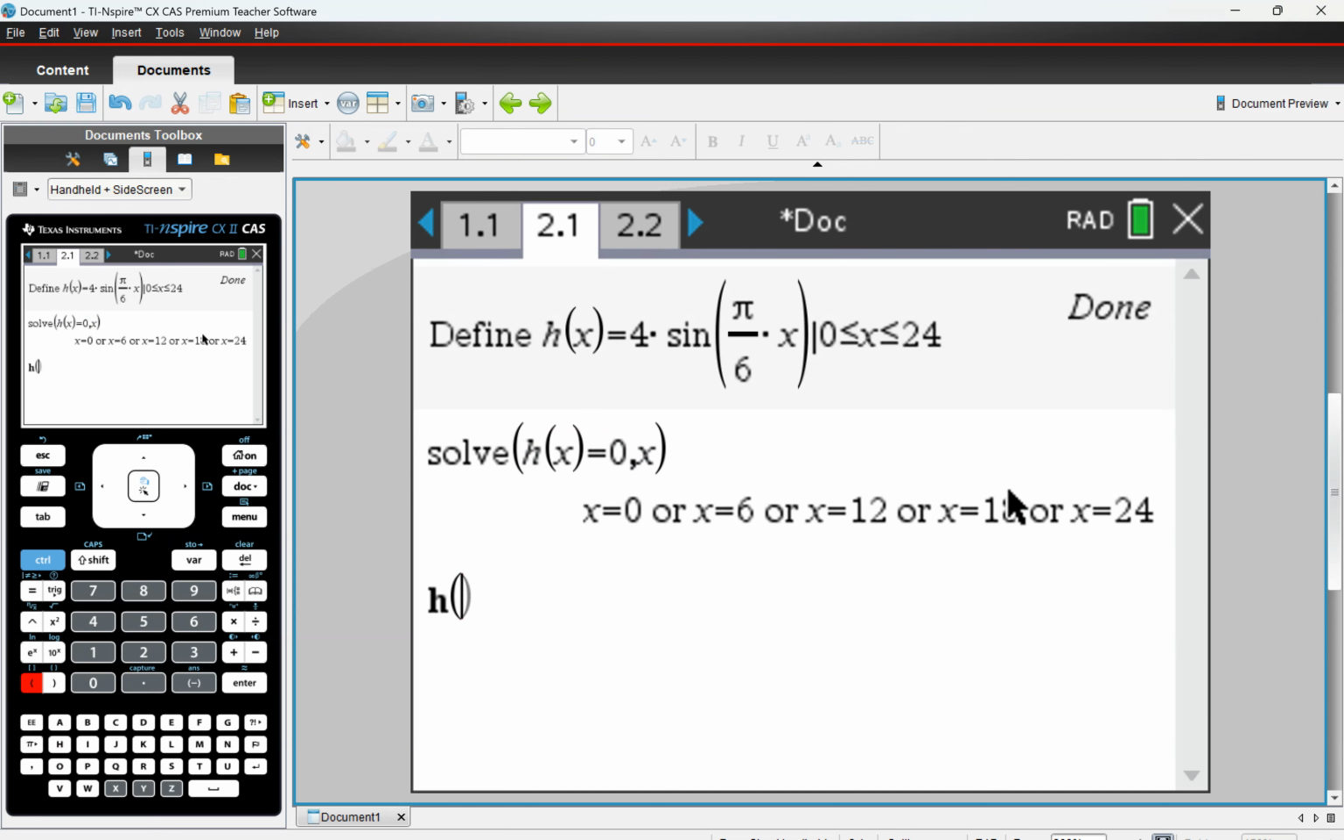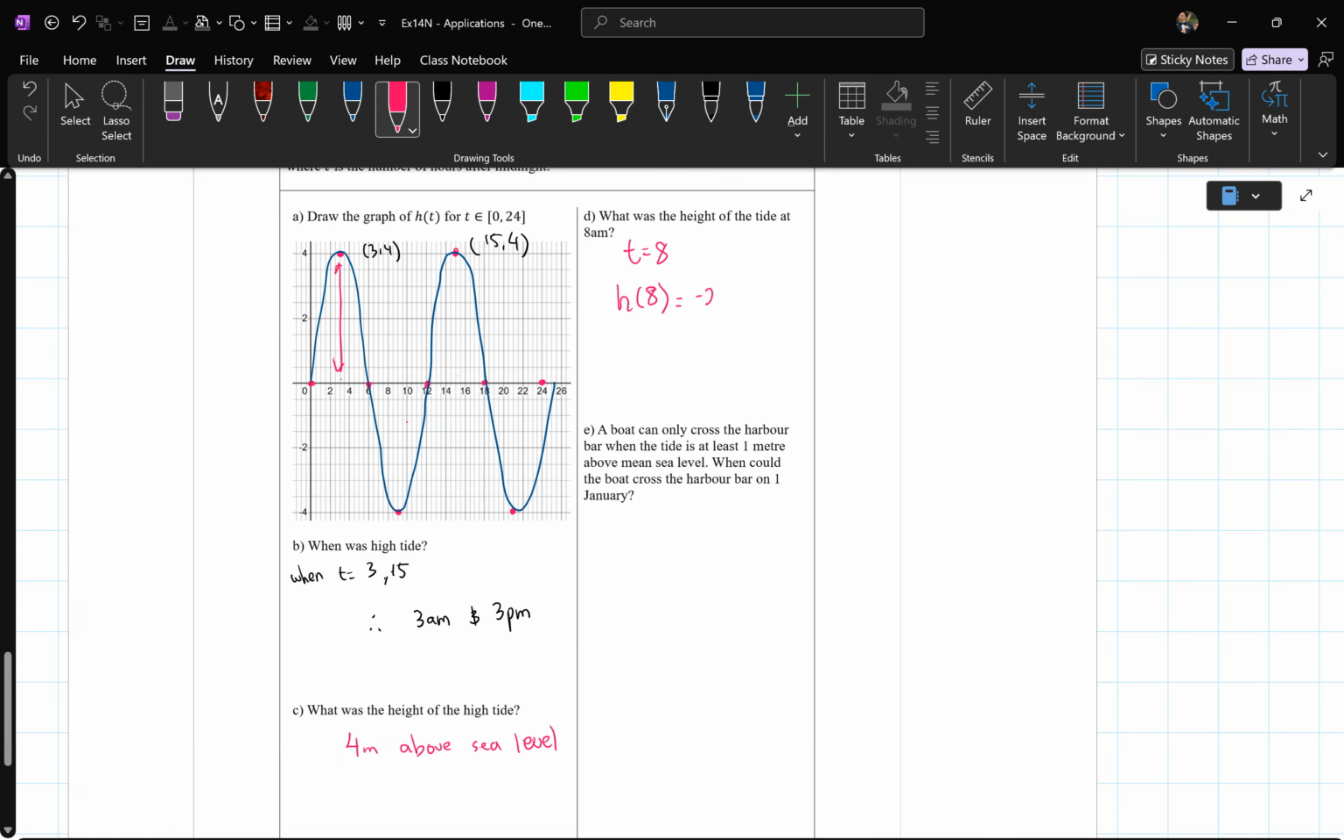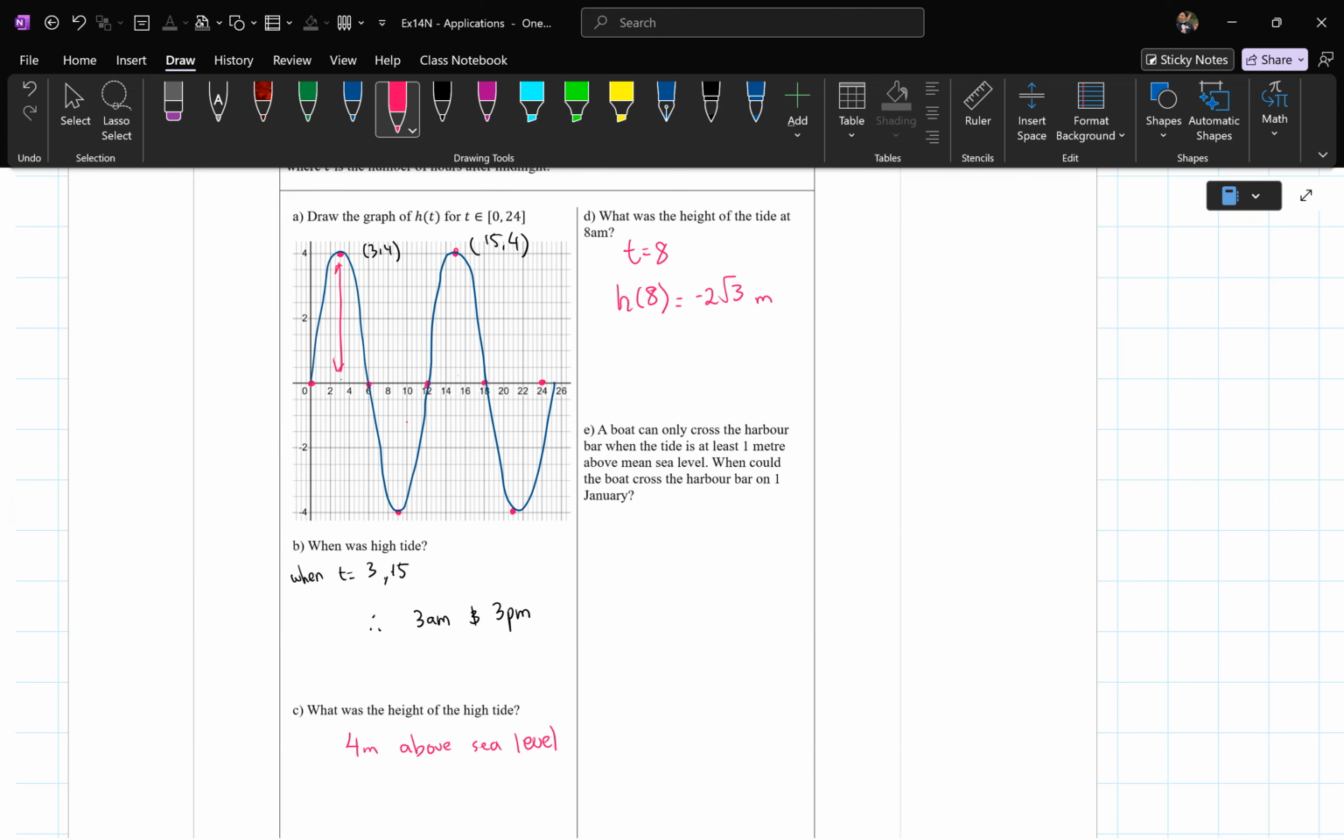Okay, let's see. H of 8 is -2 root 3. It didn't ask for decimals, so leave it as exact values. So -2 root 3 meters.